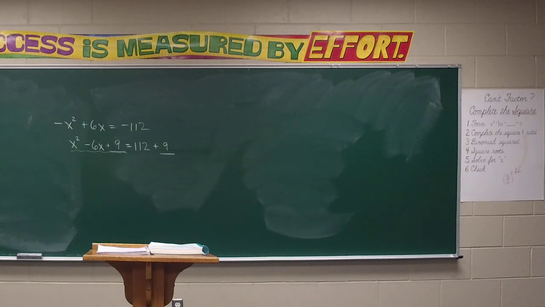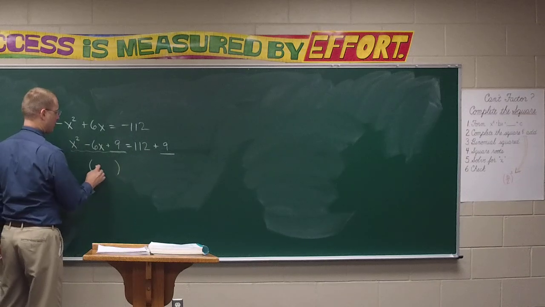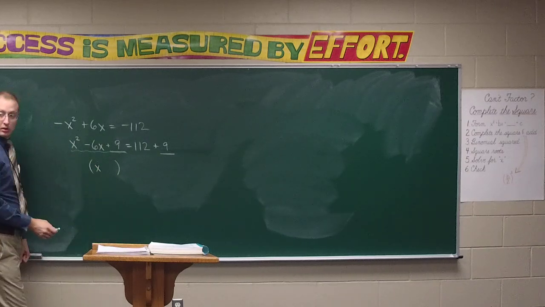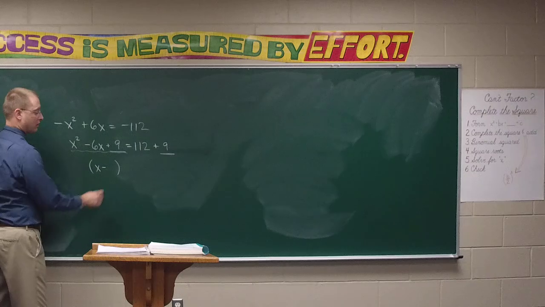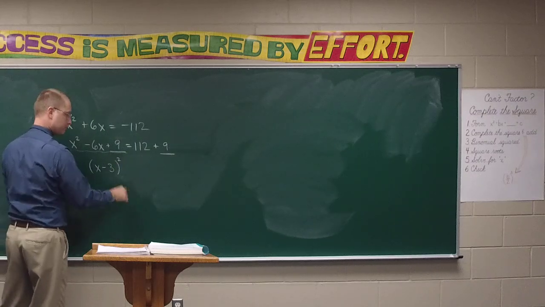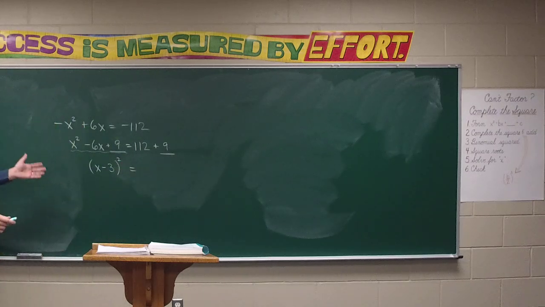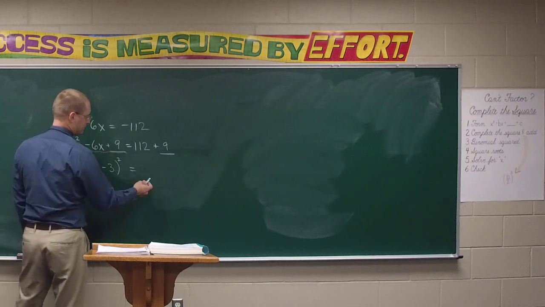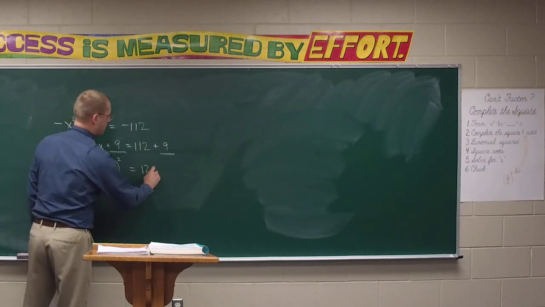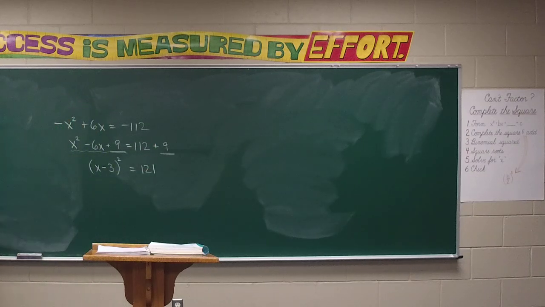Turn the PST, because we're too lazy to write perfect square trinomial, into a binomial squared. What is the binomial squared? Kendall? X minus 3. There we go, and squared. And on the other side, of course, we just need to do what we would always do, which is combine like terms, right? 112 plus 9, 121. So you can even use a calculator if you feel you have to, but hopefully you didn't need it for that.